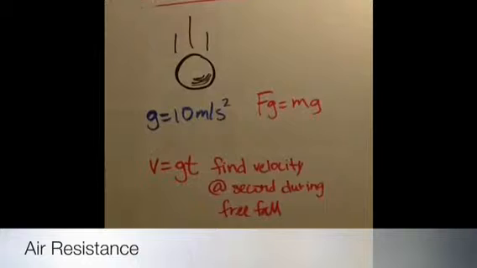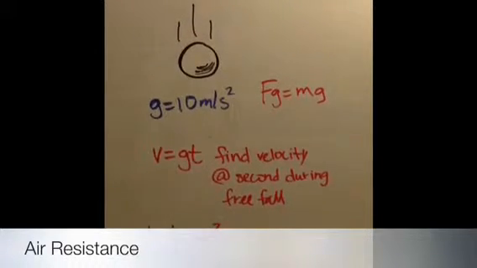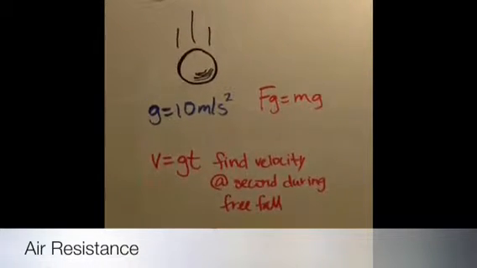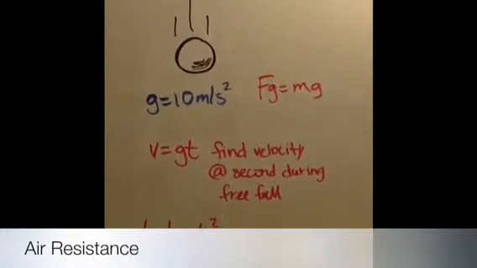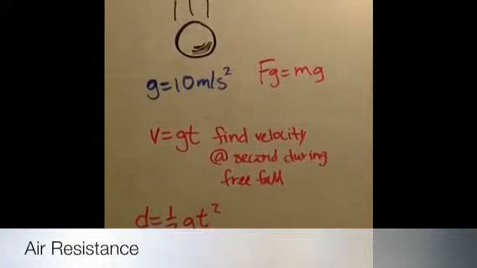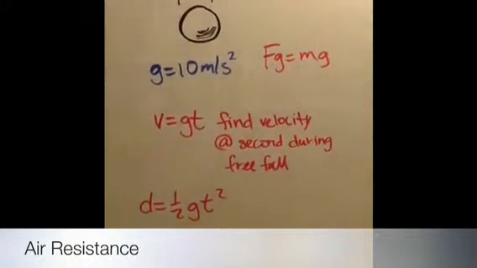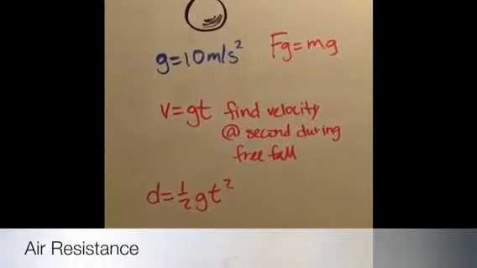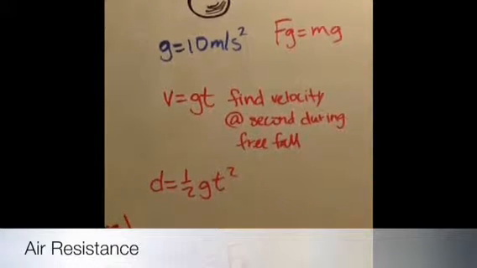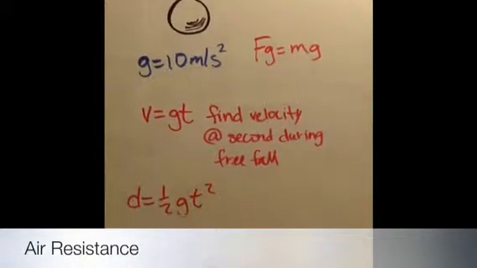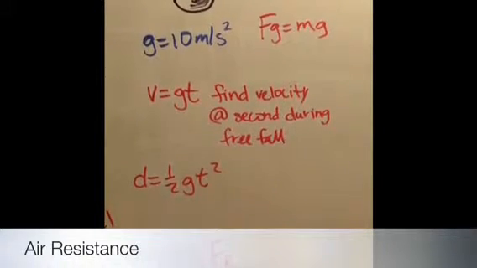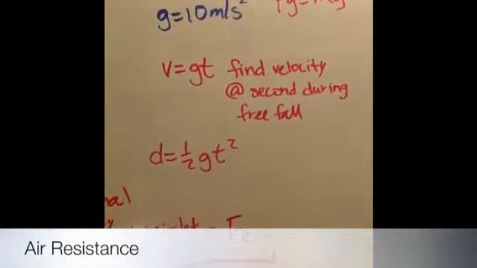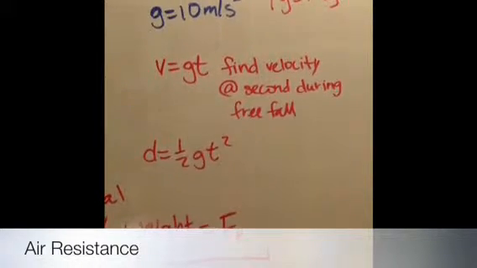In the absence of air resistance, all objects fall at the same rate, which is gravity. Gravity is 10 meters per second squared, which is also acceleration. It's also a special force with the equation Fg equals mass times gravity. At every second of free fall, objects gain 10 meters per second of speed, which can also be found with velocity equals gravity times time. To find the distance fallen from rest, use the equation distance equals 1/2 gravity times time squared.